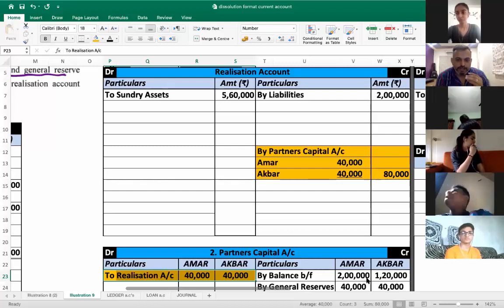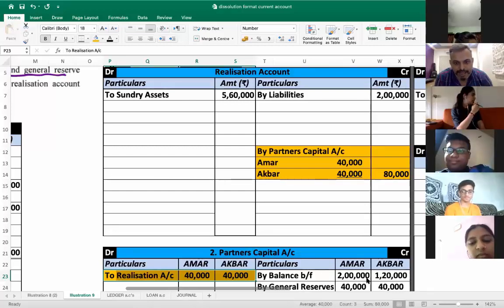It means what? कि हम liability तो 2 लाख से ज्यादा पे करने वाले नहीं हैं, तो अगर liability कम पे करेंगे तो प्रॉफिट होगा, पर यहाँ पे तो लॉस हो रहा है। तो लॉस इसकी वजह से हो रहा है क्योंकि असेट्स we have realized less by 80,000.